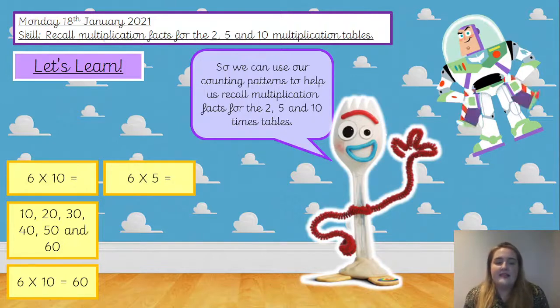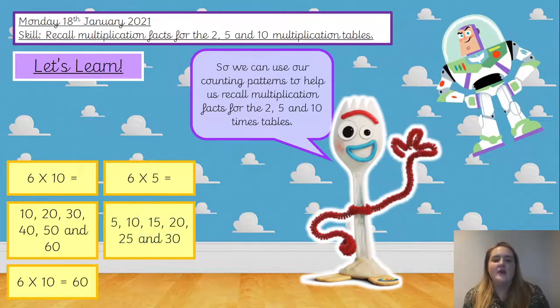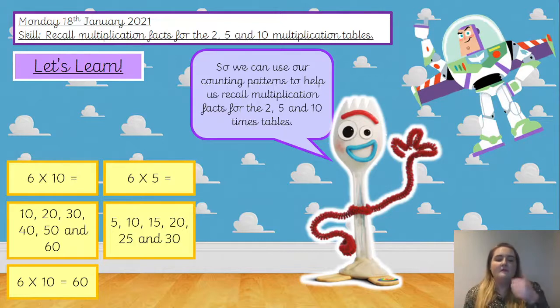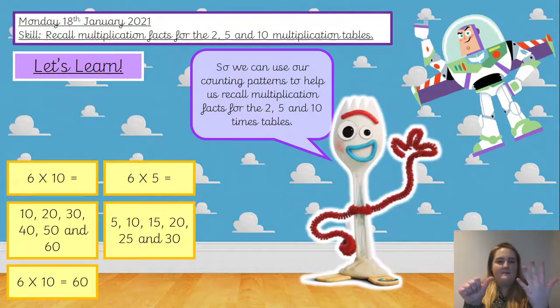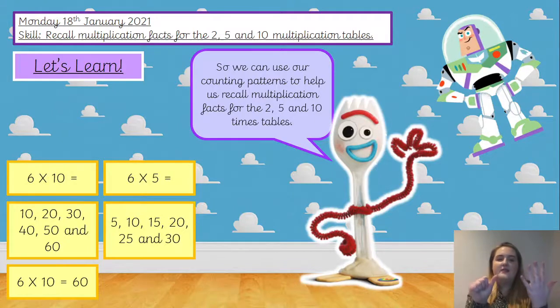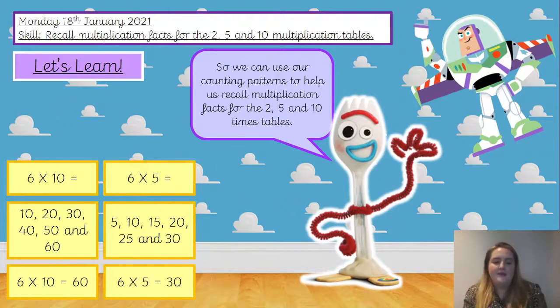This time we've got 6 times 5, so let's have a go counting together. We've got 5, 10, 15, 20, 25, 30. So this time then we've got 6 times 5, and that equals 30. So we can write our number at the end of our number sentence.